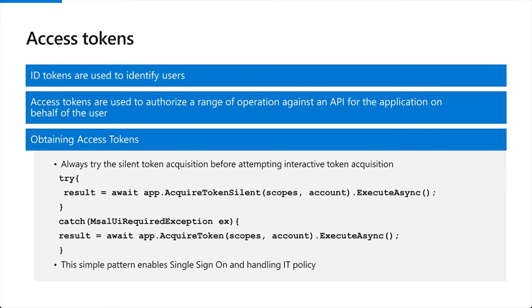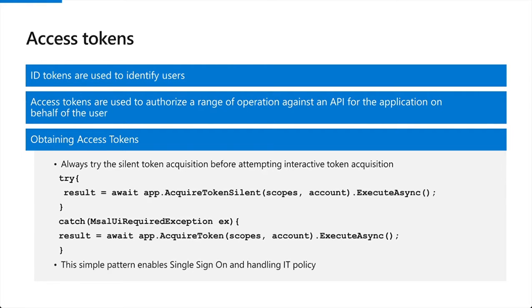Now, a lot of times applications not only have to sign a user in, but they need to access another web service behind the scenes. For instance, if I'm going to log in and access a web application, and then that web application itself is now going to call and access the Microsoft Graph, we have sort of a two-step authentication going on.